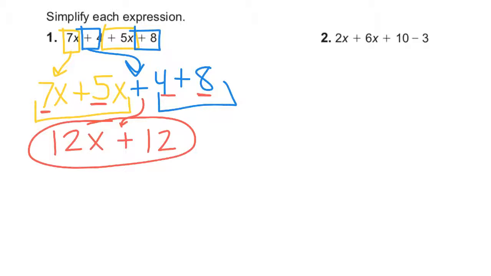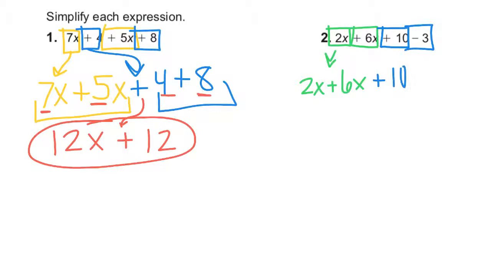Looking at example 2, again, I'm looking for my common terms. So I see I have 2x plus 6x. These are already kind of together for me, but I'm going to go ahead and rewrite this in green. And then I'm going to look and see that I have a plus 10 and a minus 3. So I'm going to add that onto the end. And I'm going to go ahead and combine my like terms.